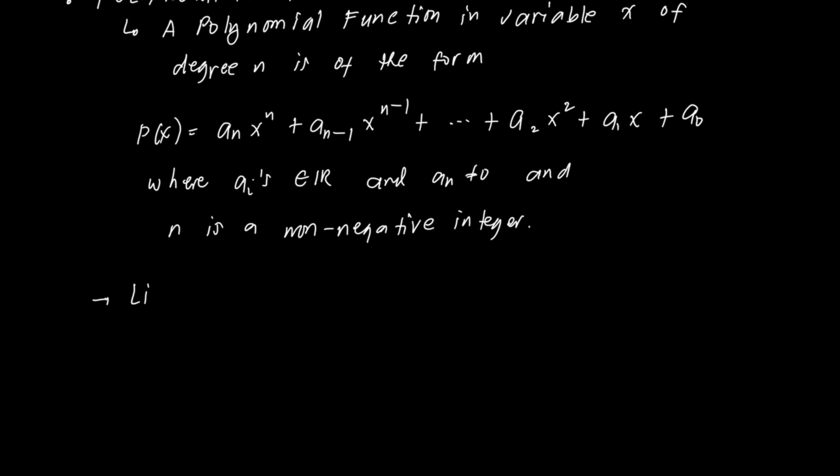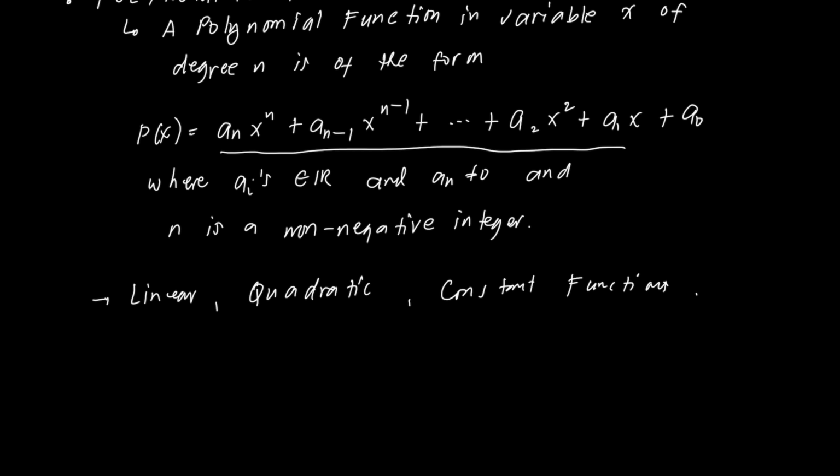Before we proceed to our example, actually, linear functions, quadratic, and even constant functions are polynomial functions. So if these a sub i's here are 0, what will happen? P of x is equal to a sub 0. Whatever the value of a sub 0, a real number, that function is a constant function. Now, if a sub n to a sub 2 are zeros and a sub 1 is not equal to 0, then that function is a linear function.